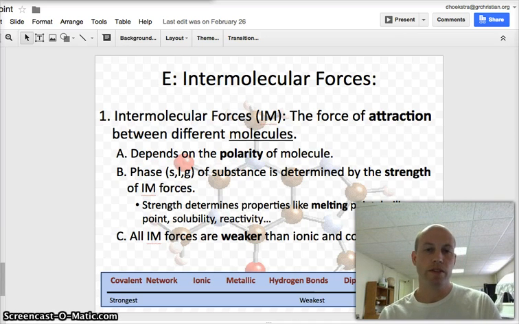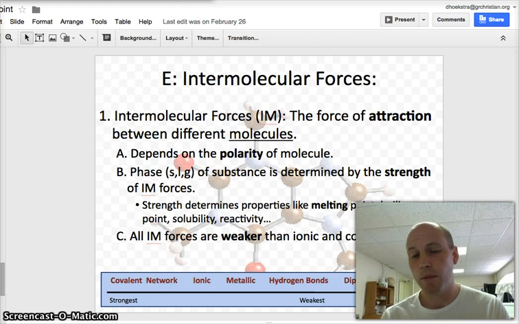And so as we start to conclude our chemical bonding unit, we're going to look at how different molecules may or may not be attracted to each other. The explanation for why they might be attracted depends on the polarity of the molecules. It depends if there's any sort of attraction due to positives and negatives for each other.